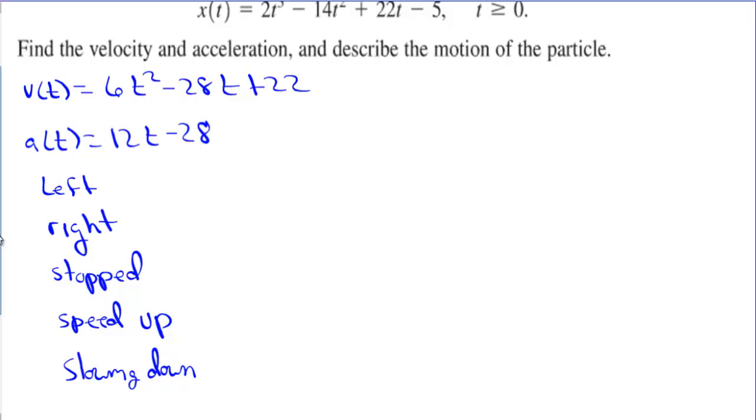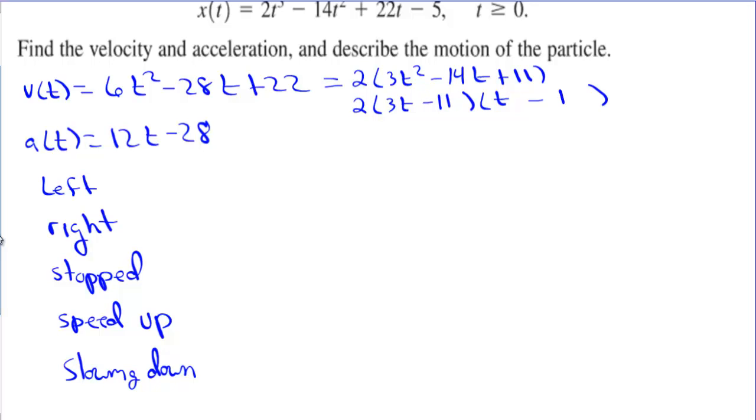So we have all that information that we have to find out. Let's see if we can factor this. I can take out a 2: 3t squared minus 14t plus 11. We have 3t and t. And let's see, I have minus 11 here and minus 1. So we have t equals 11 thirds, t equals 1.